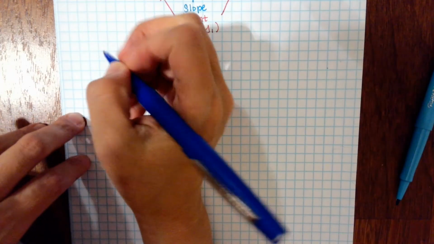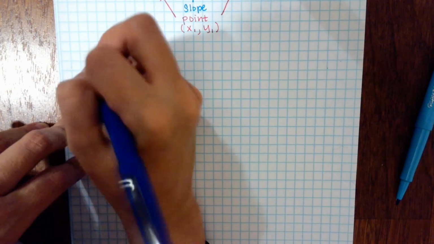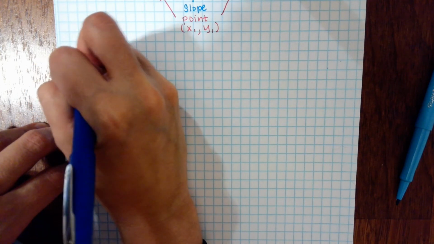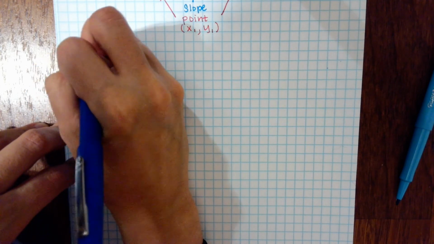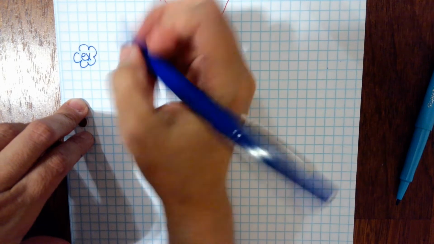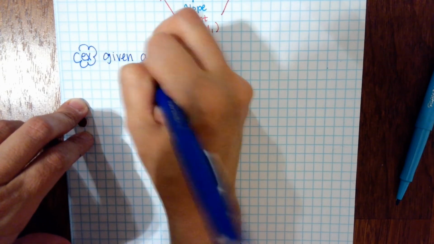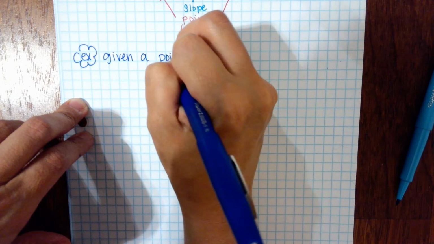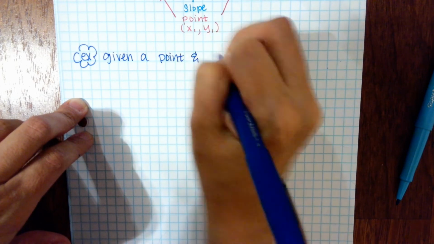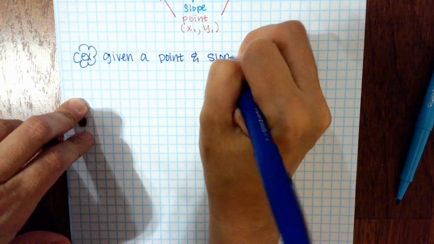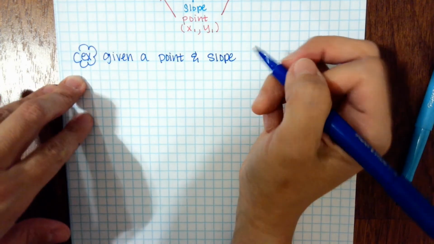All right, so our first example is given a point and a slope, the easiest one. We want to write it in point slope form.